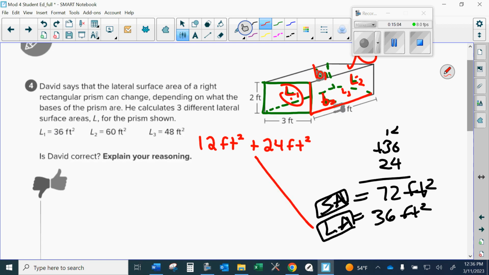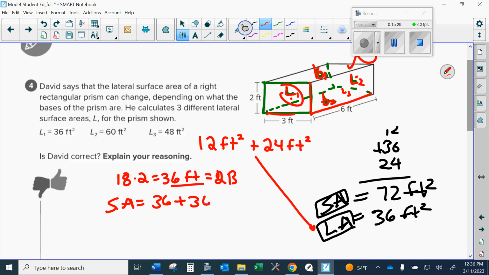So there's my lateral area, 36. That's why I use the top and the bottom. And then the area of the two bases, 3 times 6 is 18, times 2 is 36 square feet. So the surface area is the area of the two bases, 36, plus the lateral area we just found, 36, for a total of 72 square feet, which is why I have that right there.